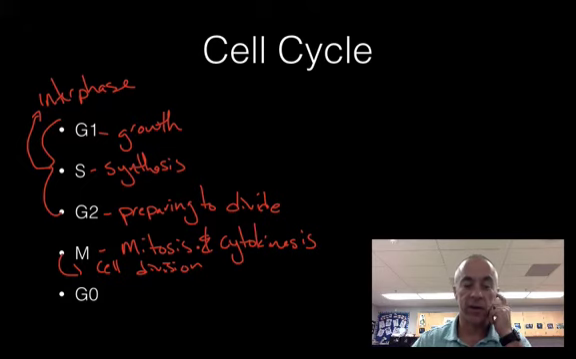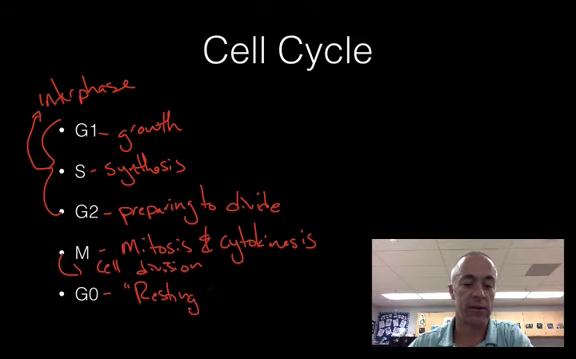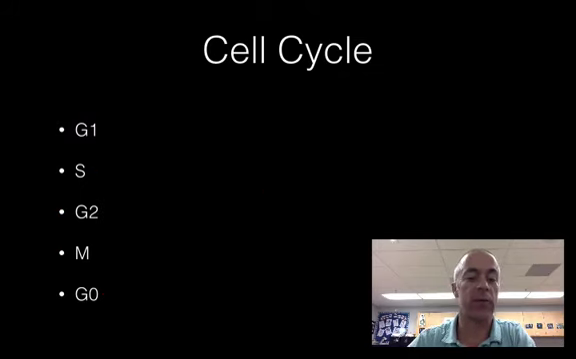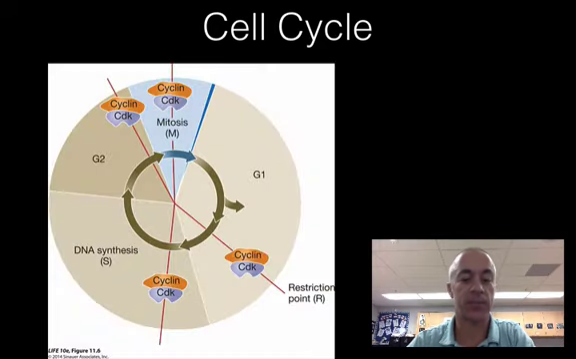The final phase of the cell cycle is what we call the G0 phase, and this is the quote-unquote resting phase. And it doesn't mean that the cell is resting, not doing anything. It just means it's resting from cell division, so it's not actively working towards dividing. But today we're going to focus mainly on the M phase.